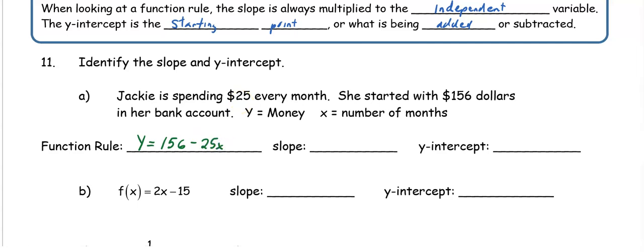Our slope then is the number that is in front of X. So our slope is -25. Because it's a word problem in this case, we know that she is spending $25 every month, so it's going to be negative $25 per month. The y-intercept is where she is starting at, so this is going to be (0, 156).